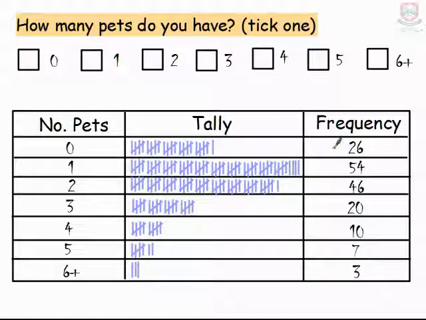What's the advantage of this? Well, we can instantly see how many people have 0 pets, how many people have 1, how many people have 2, etc. So it's a much clearer way of representing lots of data.